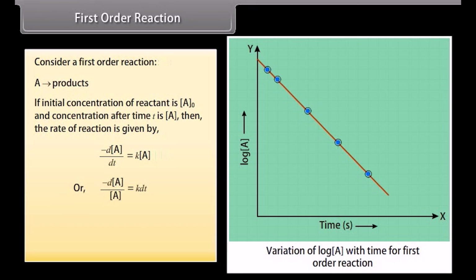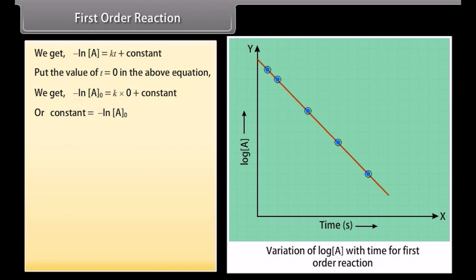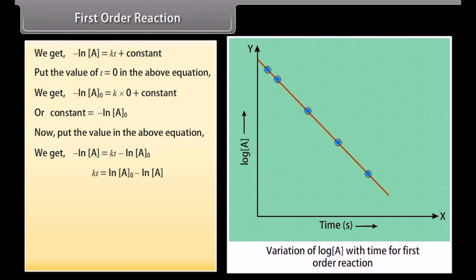It can be written as minus dA upon A is equal to K dt. On integrating both sides, we get minus natural log of A is equal to Kt plus constant. Put the value of T is equal to 0 in the above equation, and we get constant is equal to minus natural log of A naught. Now put the value in the above equation and we get minus natural log of A is equal to Kt minus natural log of A naught.